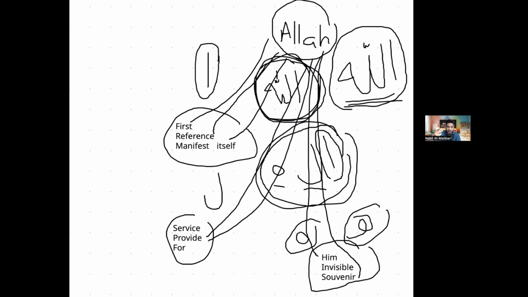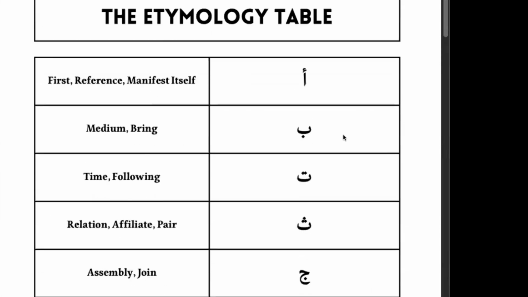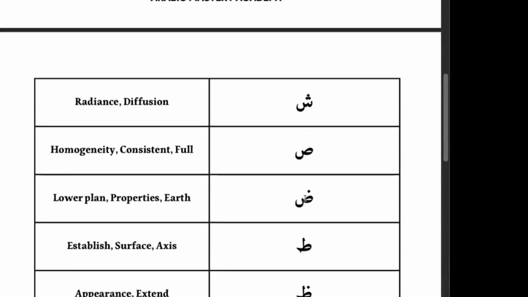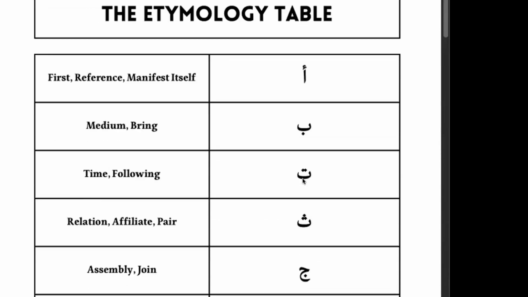It has meaning down to every single letter. After this, I'll give you a chart which you can refer to. Let me just show you on the screen. Very exciting. You can see this chart. This is what we call the etymology chart, in which I give you the meaning of each letter in the Arabic language. Subhanallah.